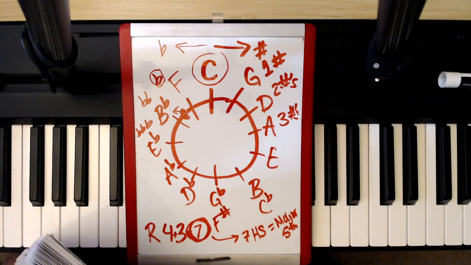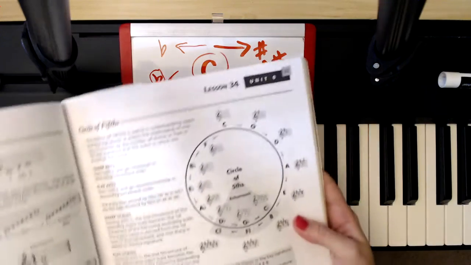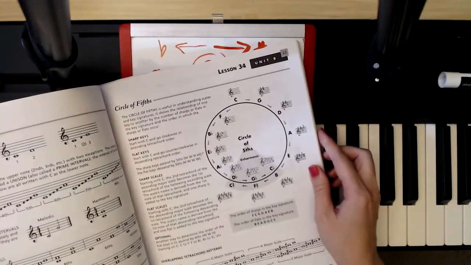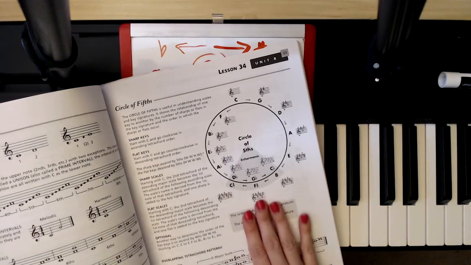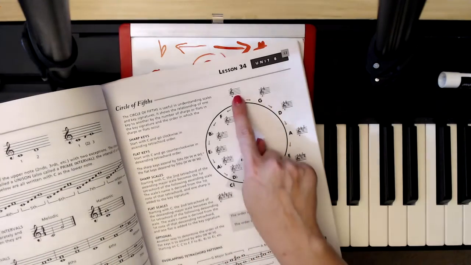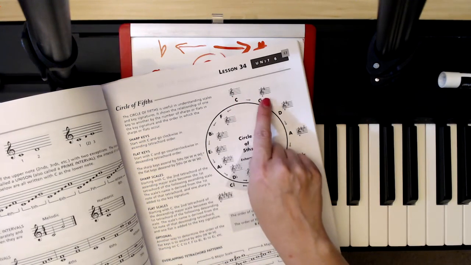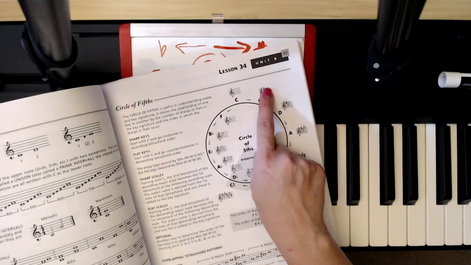I'm trying to flip to the page. It's page 53 right here. Okay, so it shows you the circle of fifths. There we go. Shows you the circle of fifths, and then it shows you what your key signatures look like. So key of C, 0 sharps or flats. Here you have an F sharp, fat.